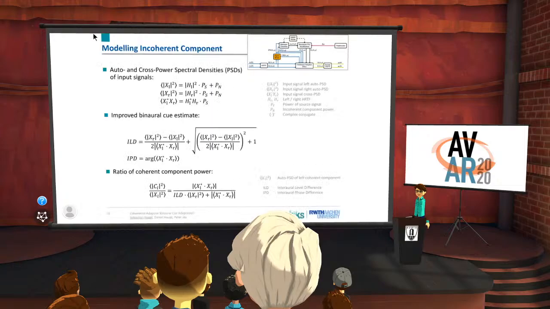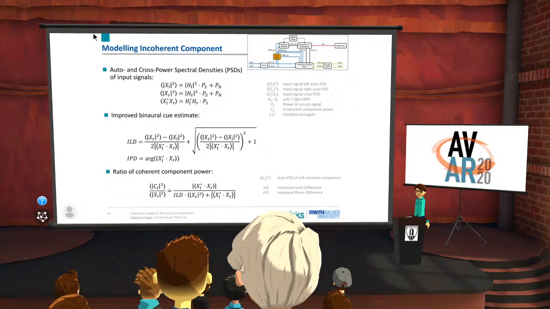So now let's have a look at how we can use this signal model, because obviously the difficulty is that we have only these signals X available, but we have no separate estimates of the coherent and incoherent components. So we need to do something else to treat them differently, and that is we can estimate the auto and cross power spectral densities of the input signals.